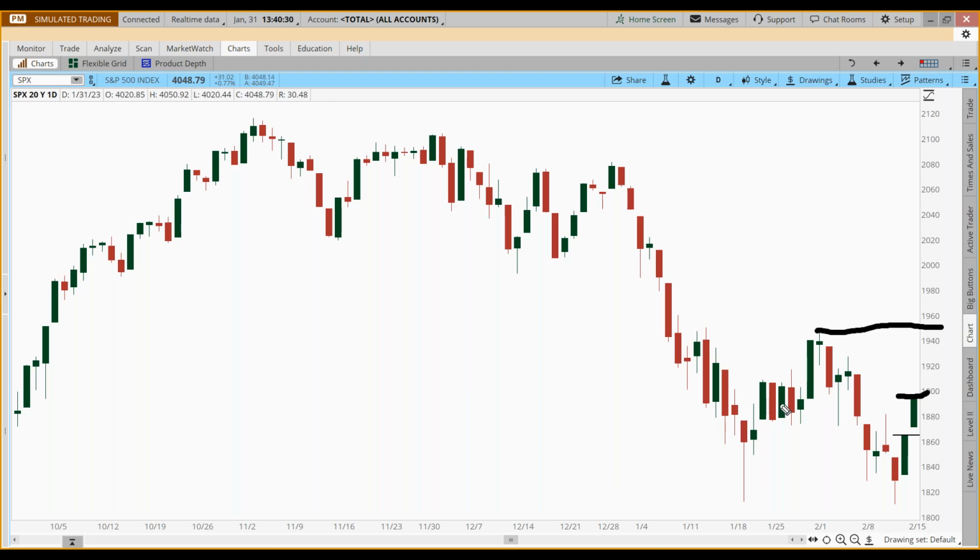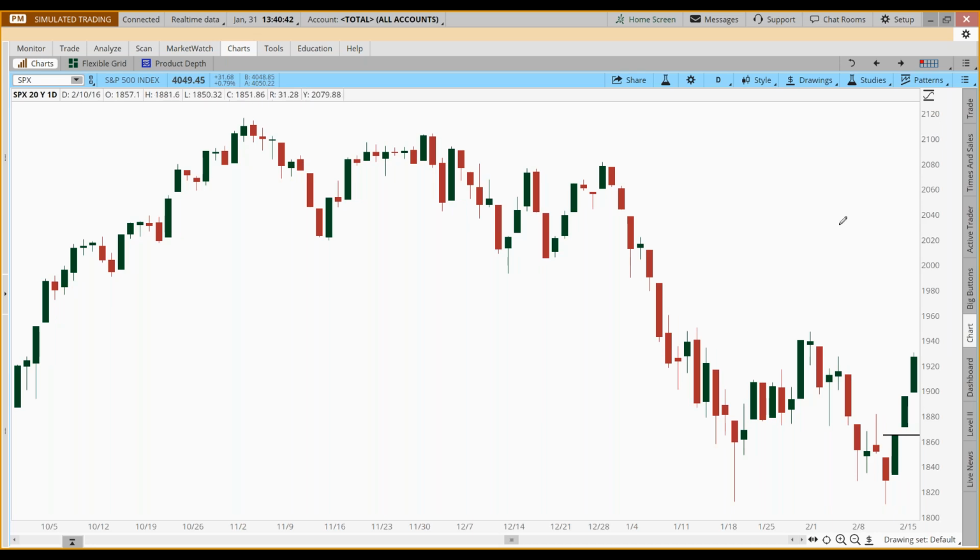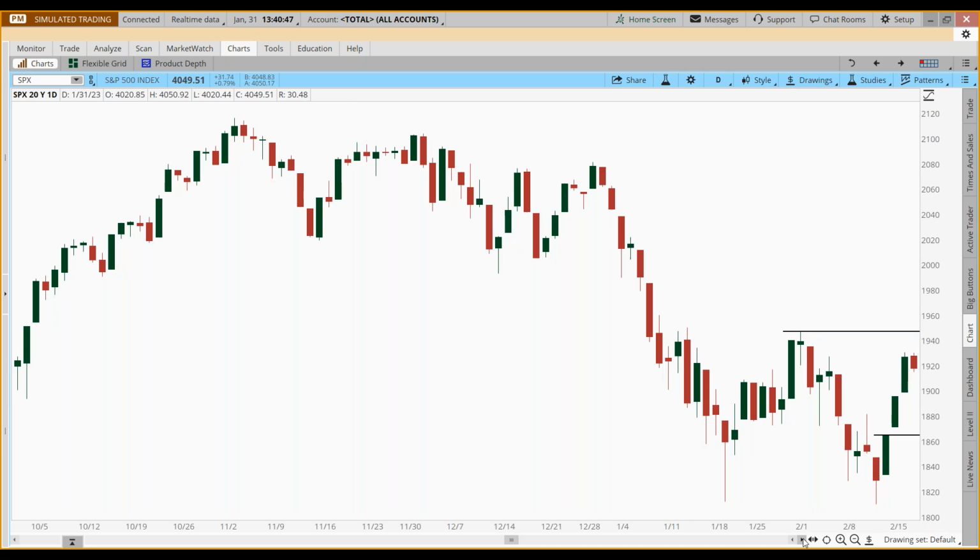Roughly 1,906. Let's call it 1,940 or 1,950, somewhere between there. That's where we're going. And so now at this point, I'm ready to buy. And then we just let the trade work itself out. So let me draw this line over here. You see right there, that's the line that we're shooting for.